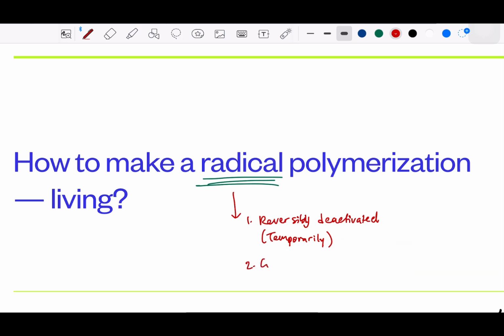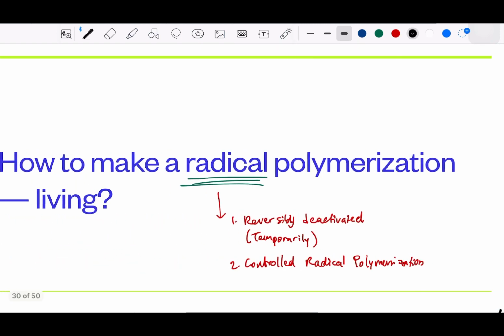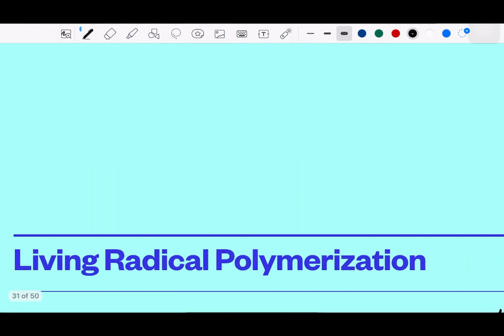So then we can control radical polymerizations. If we can deactivate and then activate, then it means that we can control. So that's the idea, to make radical polymerizations like living. So we call this method living radical polymerizations.